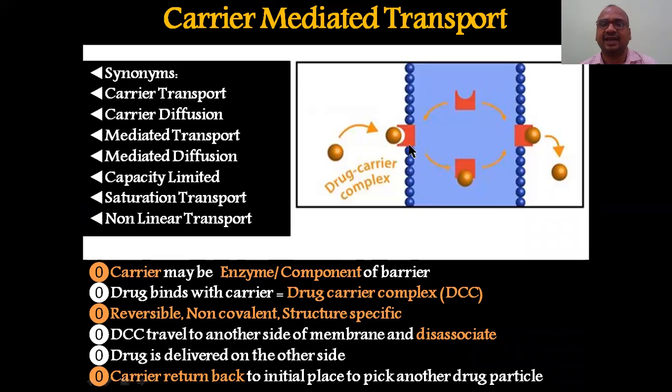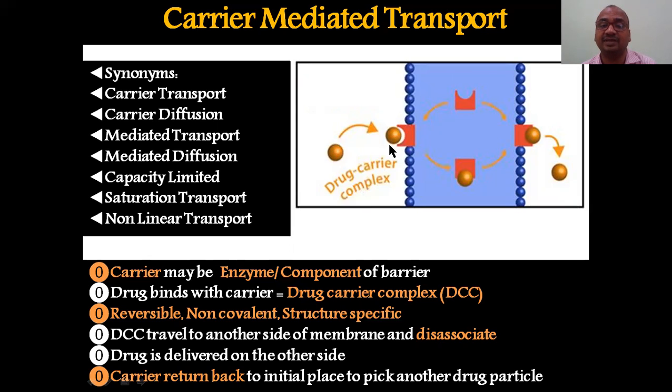See, this is the carrier, red color. This is the drug part, and this is the membrane, blue color. So the drug forms a complex with the carrier. It is called a drug carrier complex. This complex is reversible, not irreversible. A reversible complex will form. See the round shape here, and see the groove of the carrier. Exactly, it fits. The shape is important.